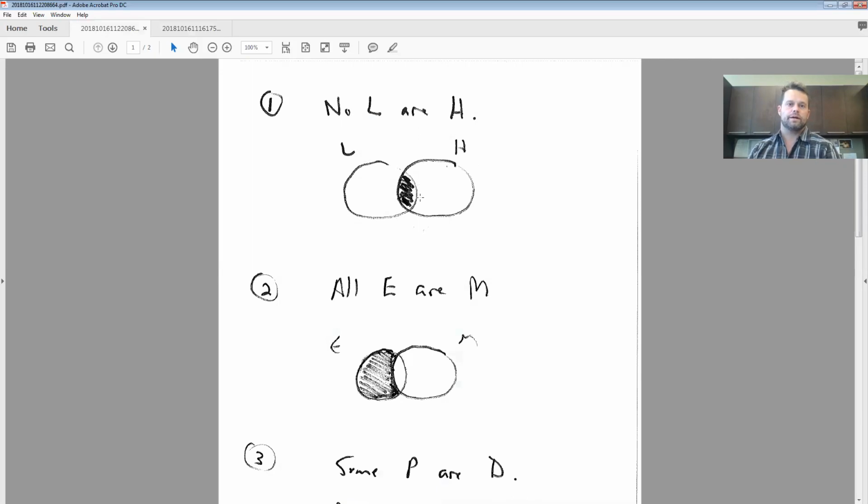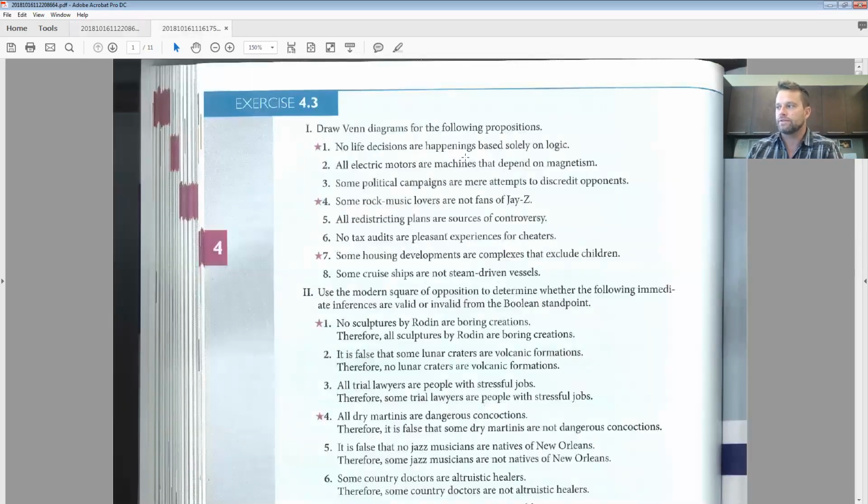Create your two intersecting circles, and remember that when you shade, you create emptiness. So you're not shading where things are, you're shading where things aren't. So in creating emptiness in the shared space between L and H, we are creating a Venn diagram that says no L's are H's, no life decisions are happenings based solely on logic.